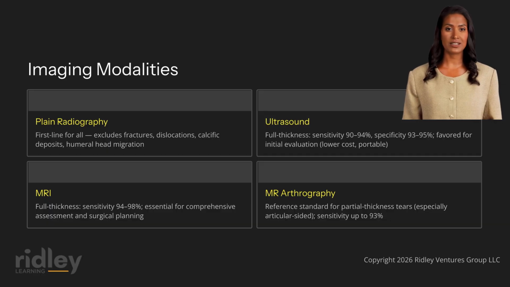For partial-thickness tears, the diagnostic picture is less favorable. Ultrasound sensitivity drops to 52% to 83%, while MRI sensitivity reaches up to 93%. MR arthrography is considered the reference standard for partial thickness tears, particularly articular-sided lesions, and is indicated when conventional MRI is inconclusive or when precise characterization is required for surgical planning.